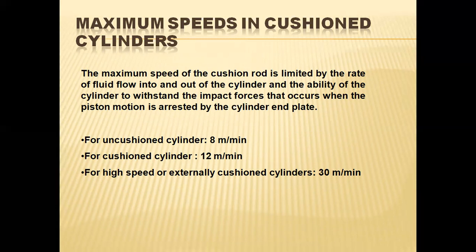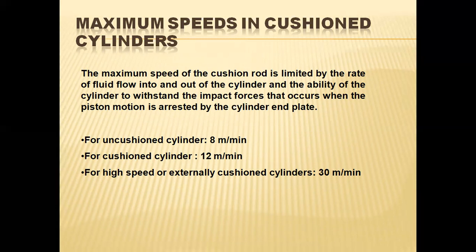The maximum speed of a cushioned rod is limited by the rate of fluid flow into and out of the cylinder, and the ability of the cylinder to withstand the impact forces that occur when the piston motion is arrested by the cylinder end plate.